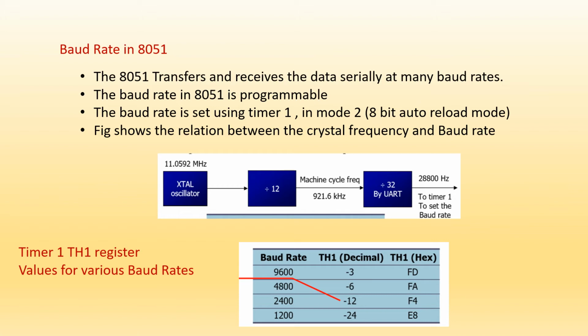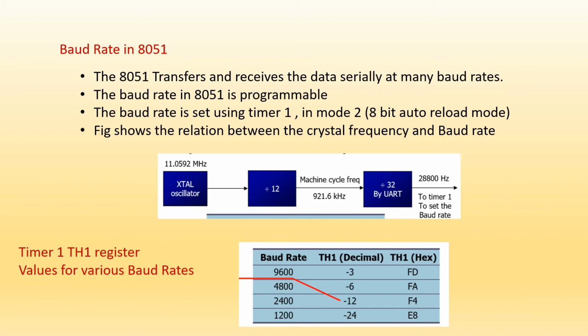The machine cycle frequency is again divided by 32 by the UART to get the frequency of 28,800. So 921.6 kilohertz divided by 32 gives the result of 28,800. This is the frequency given to Timer 1 to set the baud rate.